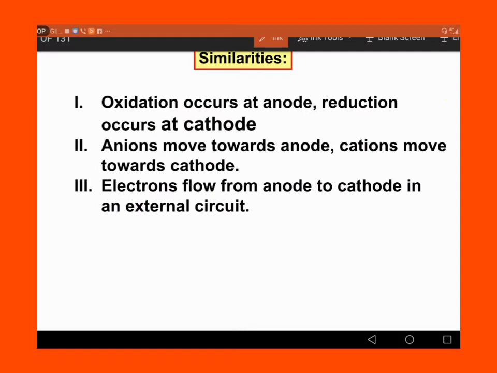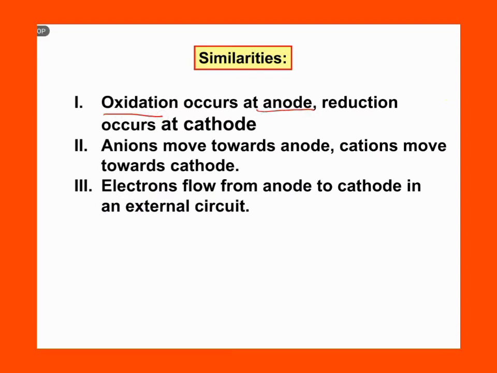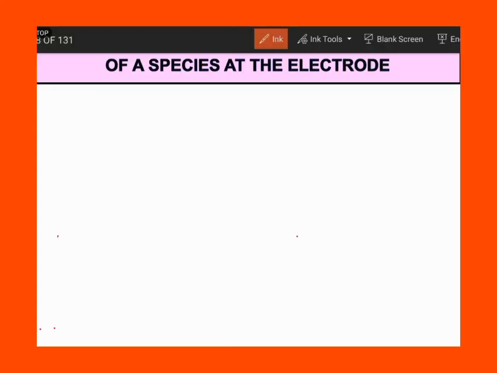Oxidation occurs at the anode, while reduction occurs at the cathode. Second, anions move towards the anode, while cations move towards the cathode. And the third, electrons flow from anode to cathode in an external circuit. Next, let's check the factors affecting the selective discharge of the species at the electrode.